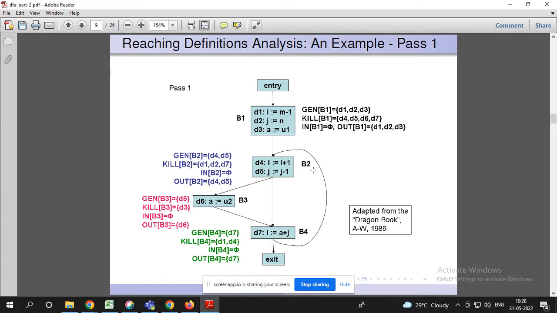Yes, see here, this is basic block 1, this is basic block 2, basic block 3, basic block 4. There are 4 basic blocks. Okay, the first basic block has definition D1, definition D2 and definition D3. Basic block B1 has 3 definitions, basic block 2 has 2 definitions, basic block 3 has one definition, basic block 4 has one definition. Okay, so basic block 1, here, see here.